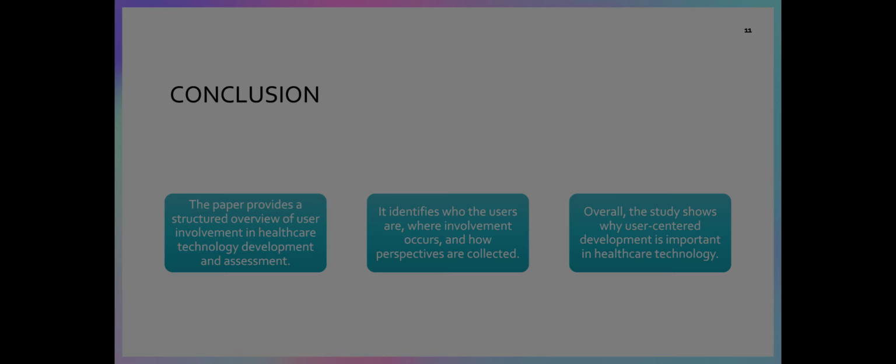To wrap this paper up, this paper gives a strong overview of how users are involved in healthcare technology development. It shows that users are diverse. Involvement happens unevenly across the life cycle. The most common methods are usability testing, interviews, and surveys. Overall, the paper makes a strong case for more thoughtful and earlier user involvement in healthcare technology design.